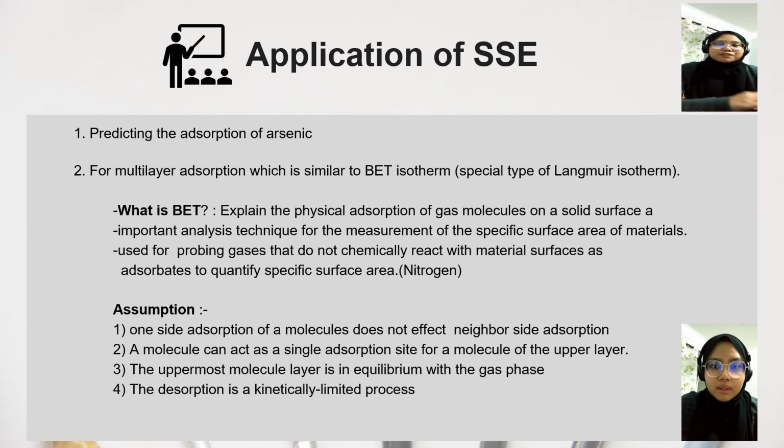The application of solid-solid equilibrium, the first one, is predicting the adsorption, and for multi-layer adsorption, which is similar to the BET isotherm. The BET isotherm is the explanation of the physical adsorption of gas molecules on a solid surface. A BET isotherm is important as an analysis technique for measurement of the specific surface of a material. It is usually used with probing gases that do not chemically react with the material surface as an adsorbate to quantify the specific surface area, for example nitrogen.